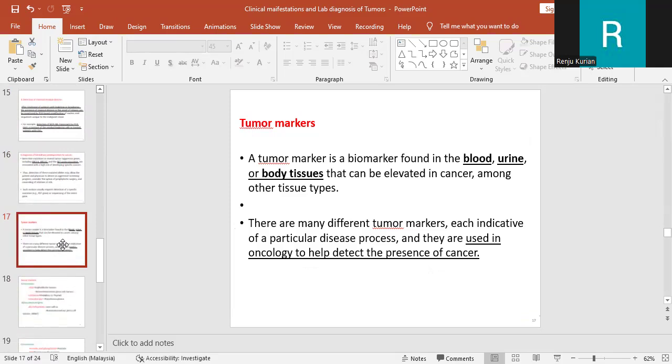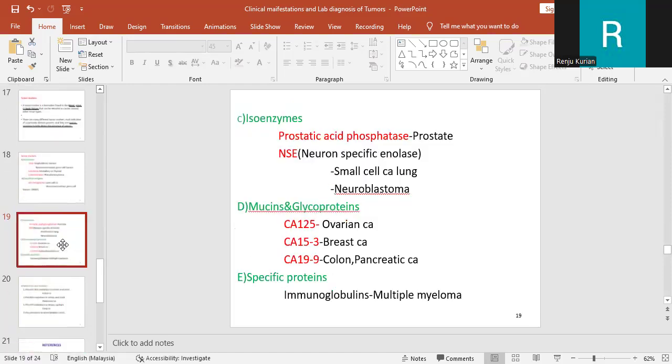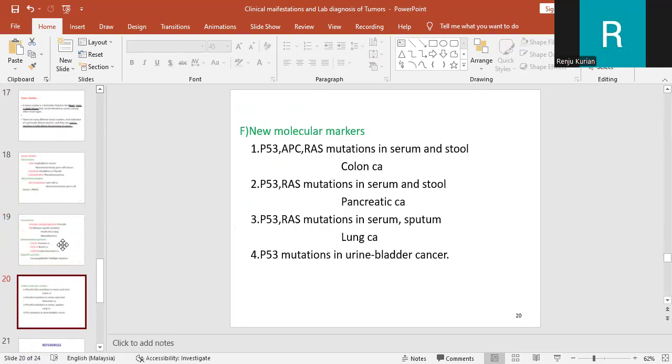Tumor markers are another investigation used for identification of tumor. Tumor markers are biomarkers which are found in the blood, urine, or body tissues, which will be elevated in conditions of cancer. The various tumor markers used are classified into hormones, oncofetal antigens, isoenzymes, mucins and glycoproteins, specific proteins, and new molecular markers.